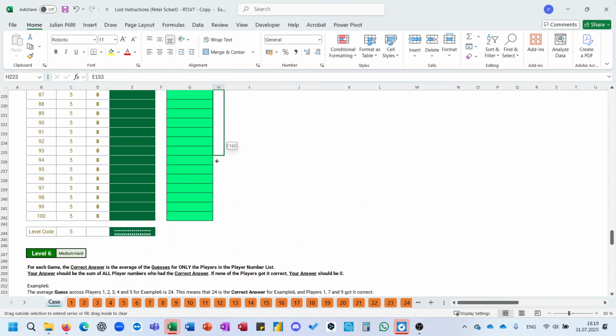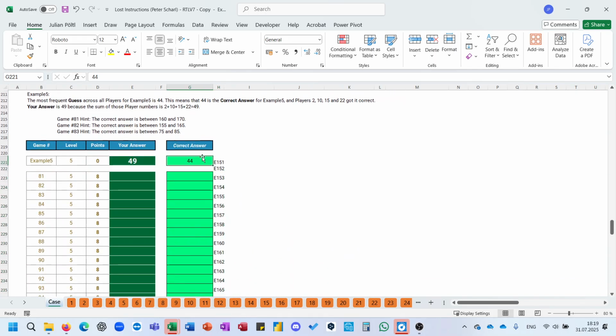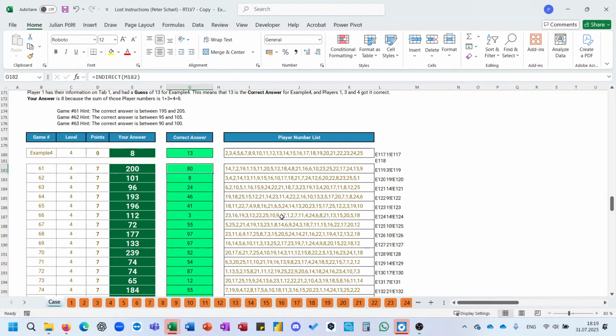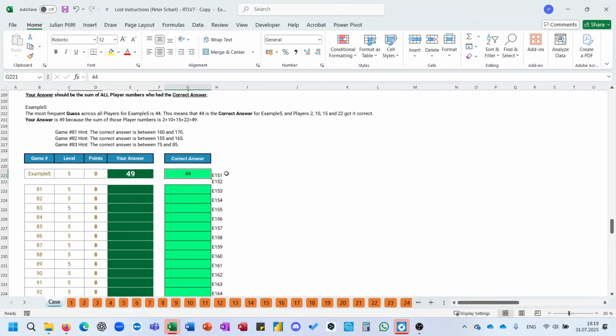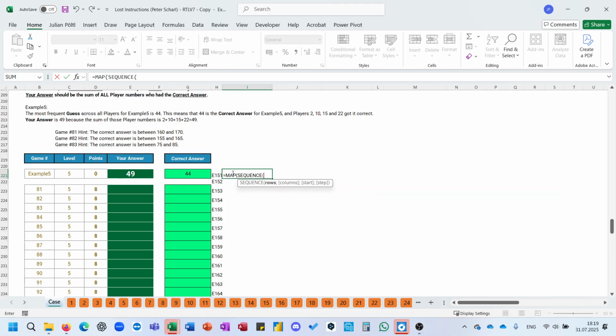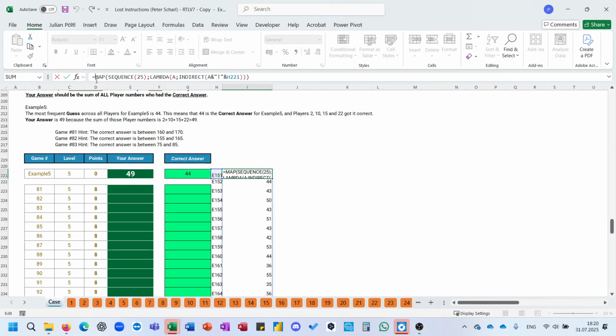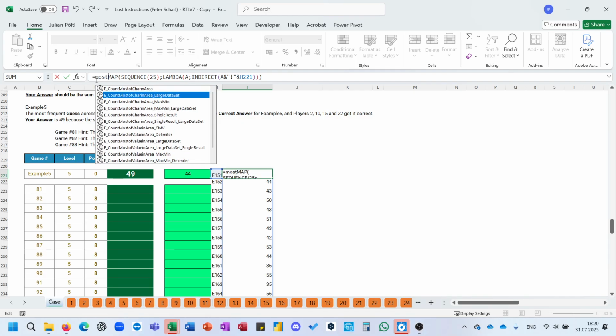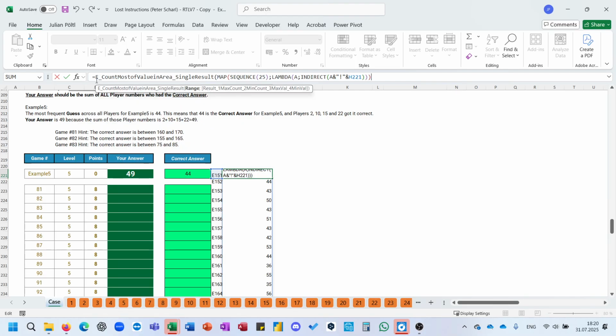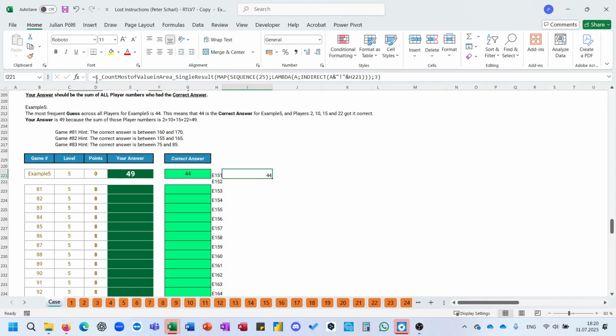Okay, let's check it manually. And then we want to have all answers. So map sequence 25, lambda a, expression sign and cell here. Yes, and we get with indirect then. I don't know, I need indirect here, sorry. Indirect then, all the answers. And then I use max of value and area single result, maximum value, and I get to the answer.